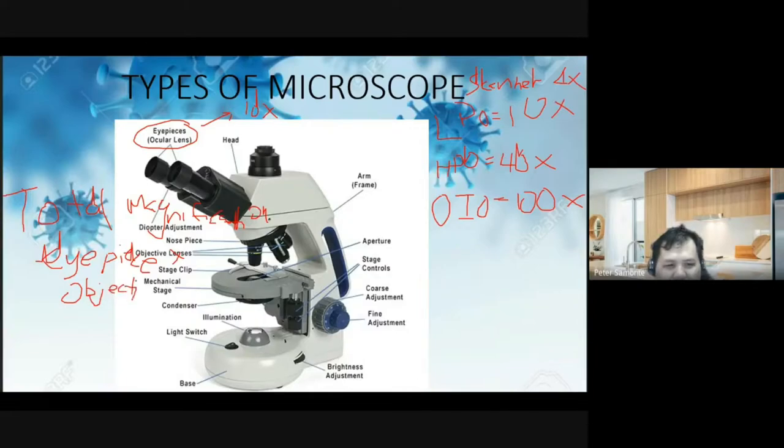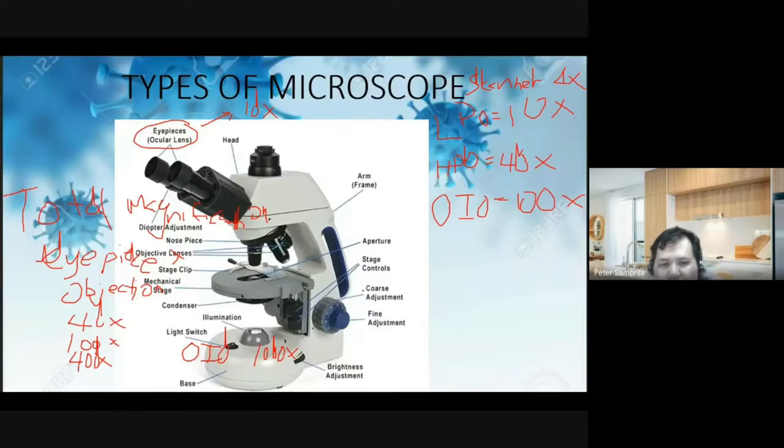So your total magnification when you view something under your scanner would be 40 times. While for your LPO, it would be 100 times. For your HPO, it would be 400 times. Then for your OIO, it would be 1,000 times. So in the future, if you encounter what magnification you usually view your bacteria, it would be 1,000 times magnification. Now, let's test your knowledge again.